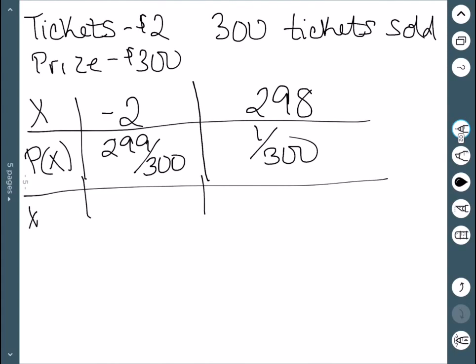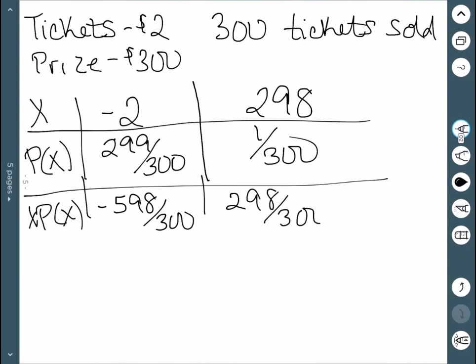For the mean, we then multiply these 2 numbers. Negative 2 times 299 would give us negative 598 over 300. And on the right, I have 298 over 300. Then we can add these 2 numbers up, and we get a total of negative 1. Essentially, we should expect to lose this game. That's what the negative number means. The fact that it's 1 tells us that if we do this exact same raffle many times, overall, we should expect to lose about $1.